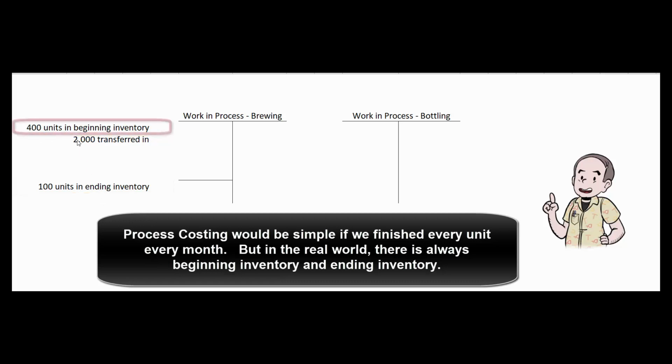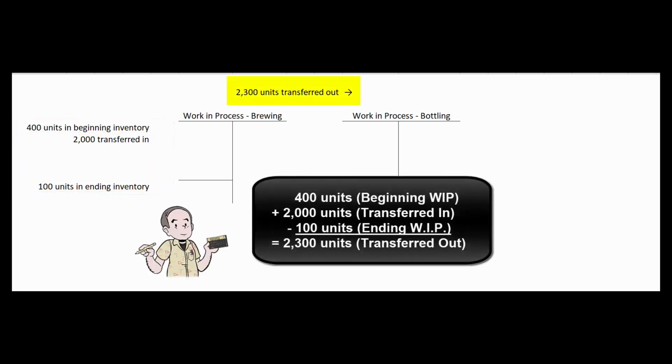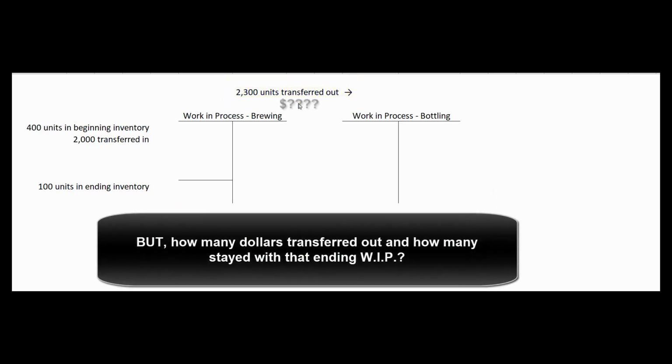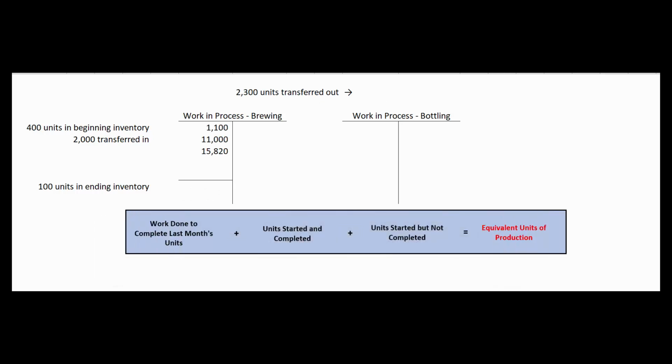So in this example, let's pretend there's 400 units in beginning inventory. They gave us 2,000 more units to work on, and there's 100 units in ending inventory. That means we must have transferred out 2,300 units. 2,000 plus 400 is 2,400. There's 100 left, so 2,300 moved out. Even a marketing major can do that calculation, but it takes an accountant to figure out how many dollars move on to that next process and how many dollars stay with this ending inventory.